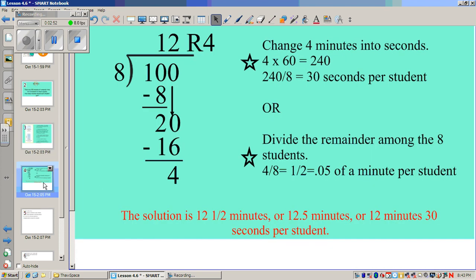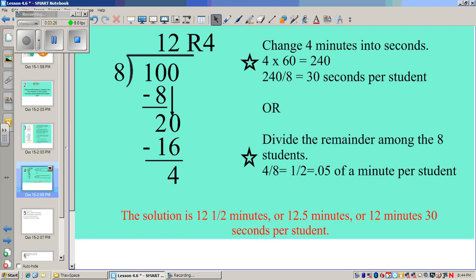So it says 8 into 100, and they did the work, and they did long division, and they came up with 12, remainder 4. So they said the solution is 12.5 minutes, or 12 minutes, 30 seconds per student. So they said change the 4 minutes into seconds. So 4 times 60 equals 240, and then the 240 divided by 8 students would give you 30 seconds per student. Divide the remainder among the 8 students.